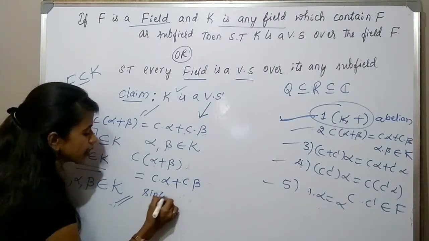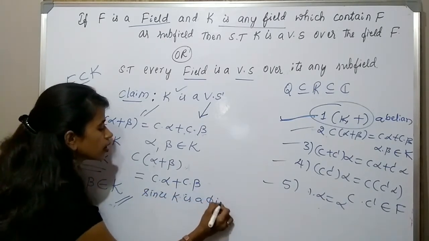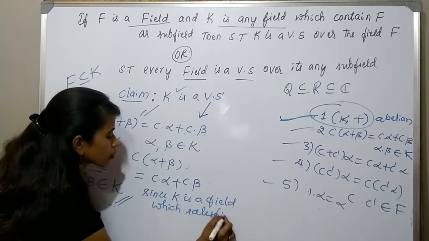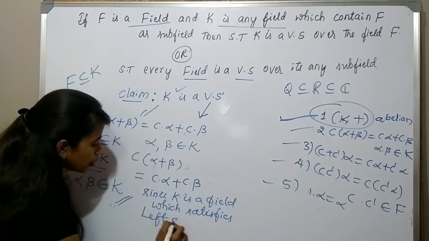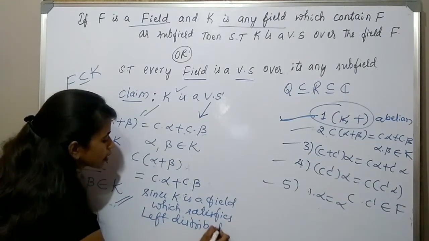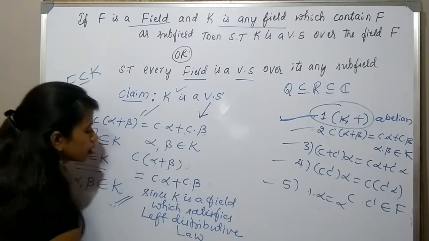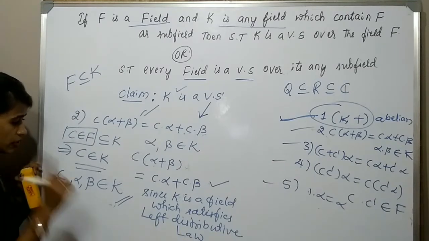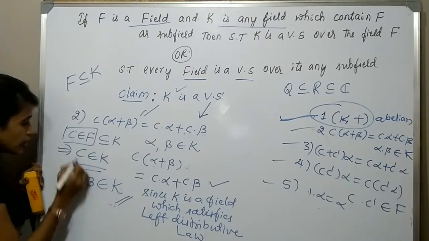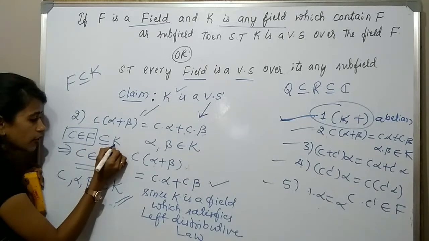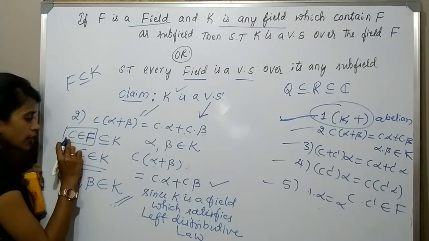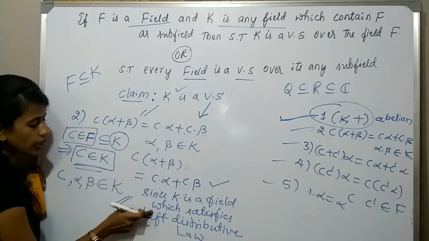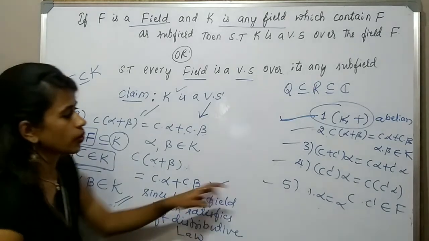K is a field, therefore it satisfies the left distributive law, that is c dot alpha plus c into beta. So the answer is, since K is a field which satisfies the left distributive law, therefore c dot (alpha plus beta) is equal to c dot alpha plus c dot beta. But remember, you must write that c belongs to F, but F is a subset of K. So c belongs to F means c also belongs to the superset K. You must write this, then you conclude with this sentence. Okay, so this is over.